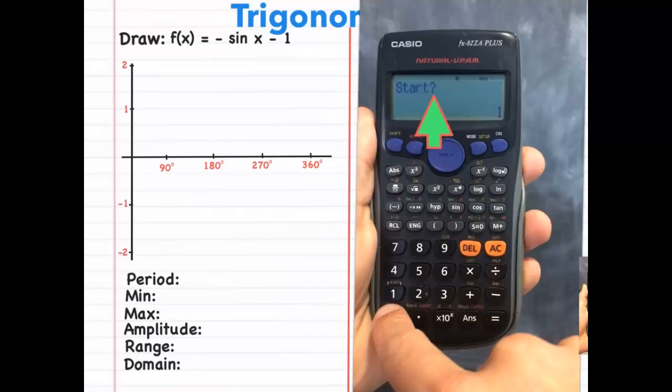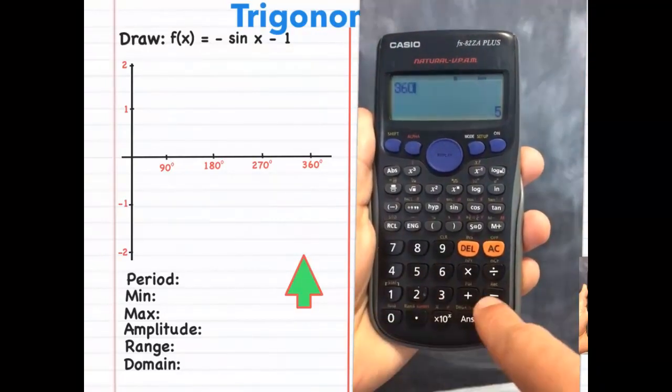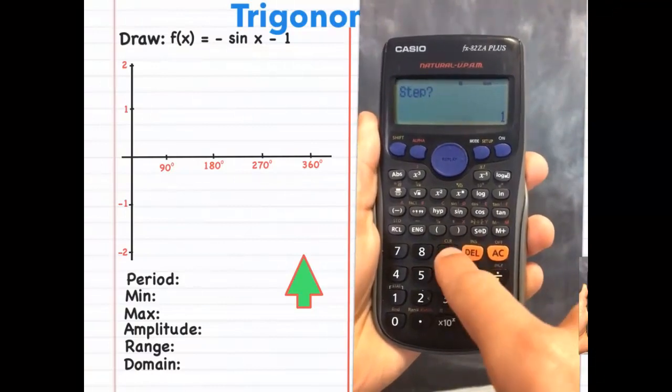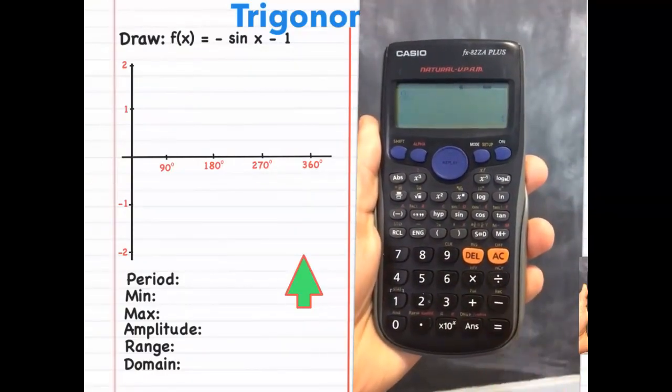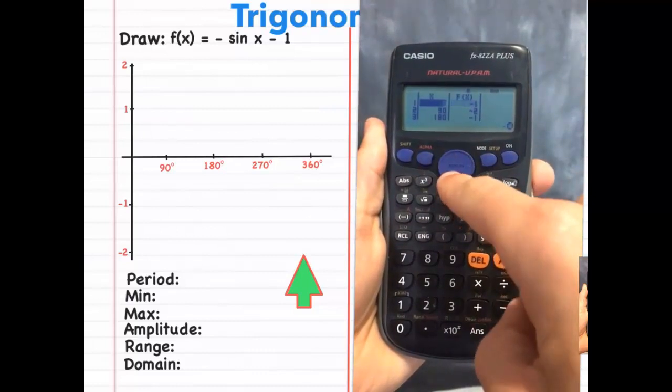Now they ask the start. Where is our domain starting? It starts from 0 and then it will end at 360, right? So we type in 0, equal. The end is 360. Press the equal sign. Then they ask us the step, which we are going to make 90. And there we go. So here is our table with the coordinates.